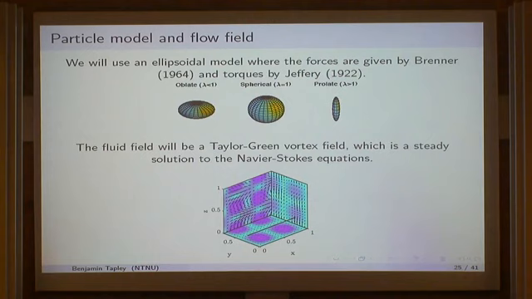Yep, so now we're looking at some examples. So this is our particle model. We're just using an ellipsoid. It can be flat like a pancake or a bowl, or a thin rod. And the forces and torques are given by Brenner and Jeffrey, and these are exact expressions if we have this creeping Stokes flow assumption. We're going to be looking at a discrete Taylor-Green vortex field, which is a steady solution to the Navier-Stokes equations. So this is somewhat realistic.